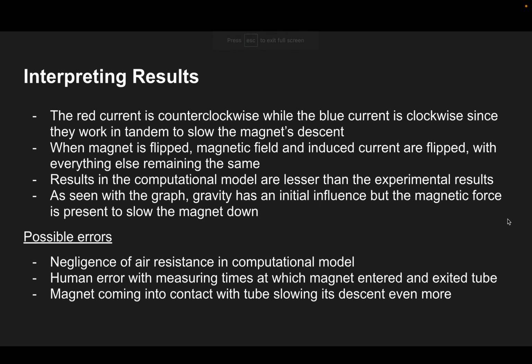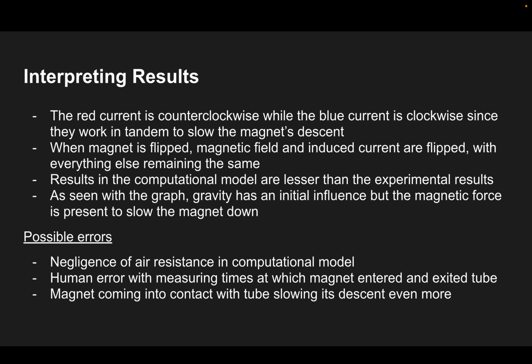So discussing results, the red current is counterclockwise, while the blue current is clockwise, since they work together to slow down the magnet's descent. And when the magnet is flipped, both the magnetic field and the induced current are flipped, but everything else stays the same. The results in the computational model are a lot lesser than the experimental results.